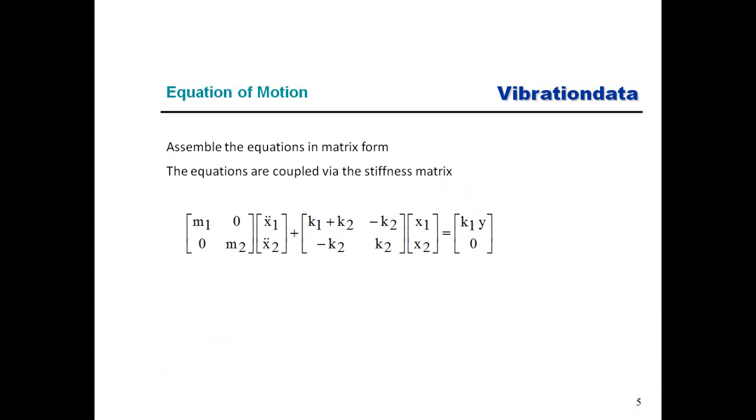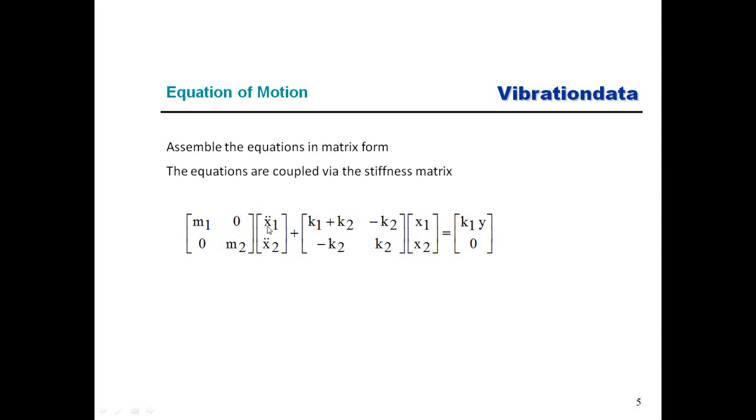So the next step is to assemble those equations in matrix form. We've got a couple of terms here. Here we have the mass matrix, and the mass matrix is symmetric, and in this case it's a diagonal matrix. So we have mass 1, mass 2 along the diagonal. The off-diagonal terms are both 0.